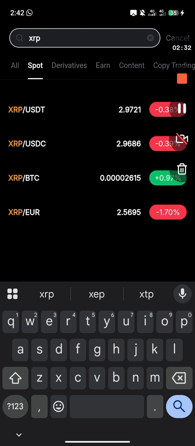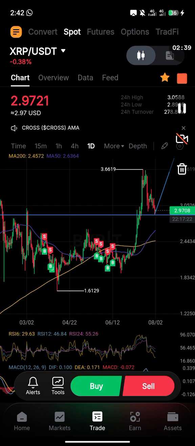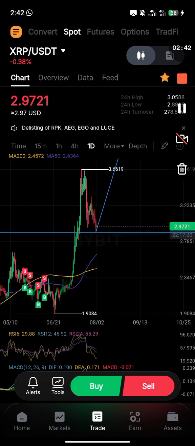Imagine you want to start with spot. I have USDT in my portfolio, so I'll click on XRP/USDT. Now this is the price of XRP. We have 2.9731. This is the current price of XRP. That means one XRP is $2.974. I remember when XRP was $0.2. Imagine it now, 2.974 per one XRP.